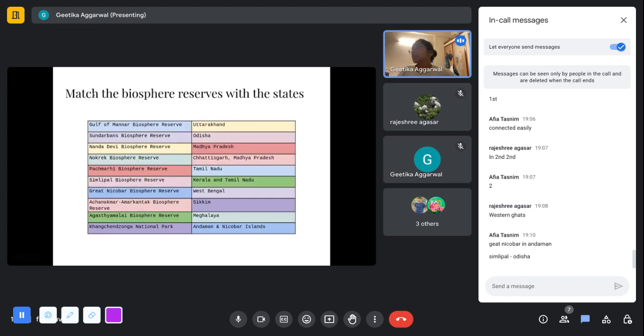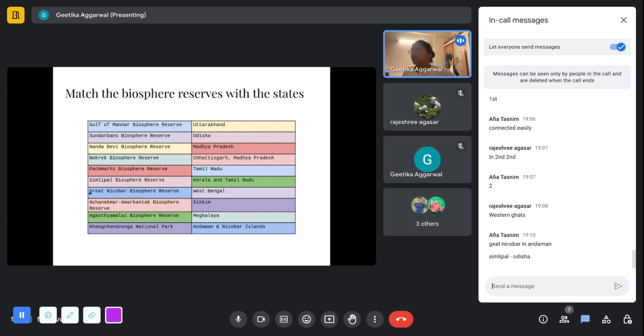So as we discussed, the Gulf of Mannar is found in Tamil Nadu. It's not found in Andaman and Nicobar. Sundarbans, as you said, is found in West Bengal. Correct. Nanda Devi is in Uttarakhand. Panchmarhi, as you said, is in Madhya Pradesh. Nokrek is found in Meghalaya. Simlipal is found in Odisha. So you were correct, Afia.